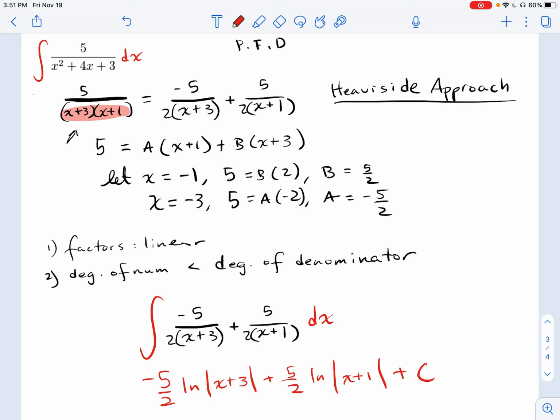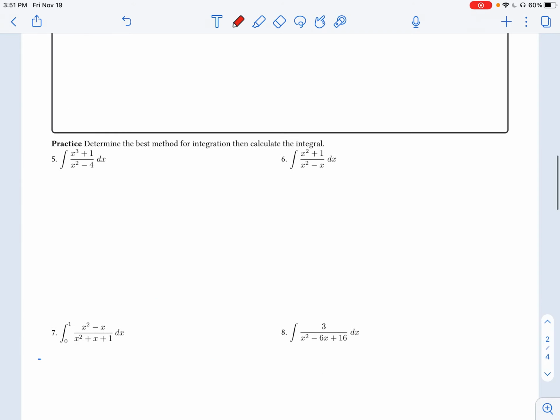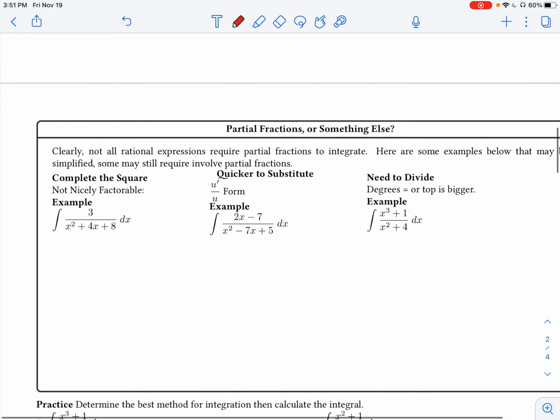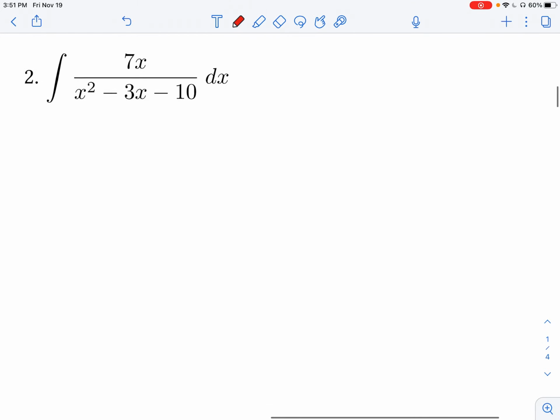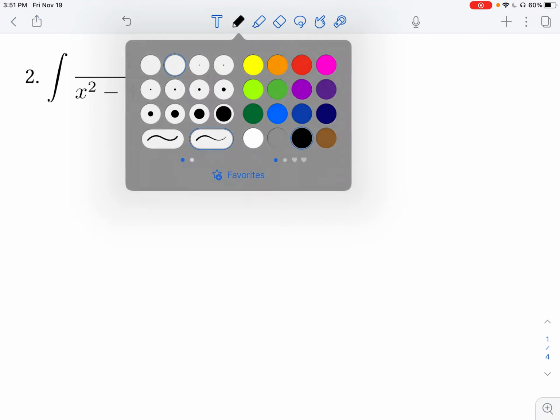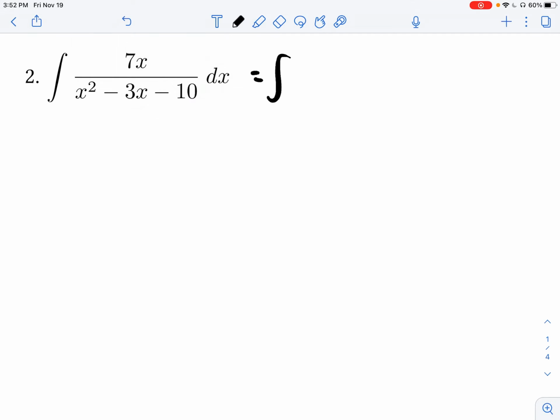All right, so let me go ahead and do maybe one other example of this, just so we can really practice that decomposition. Let's try this second problem up here. So let's do the decomposition. The first thing I'm going to do is rewrite this integral using the decomposition form. We're going to say it's A over and B over some factors. This is pretty easy to factor. We get x minus 5, x plus 2, dx.